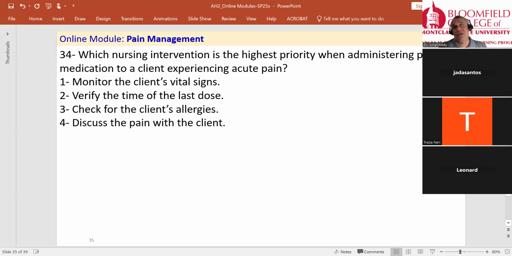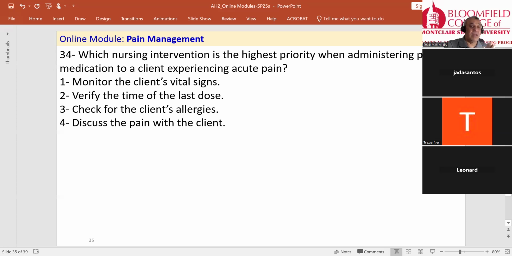The nurse should question the client because we are going to rule out complications and determine which medication and amount would be most appropriate for that patient, before doing anything else. So this intervention is an assessment also. It's an intervention, but it's an assessment at the same time.